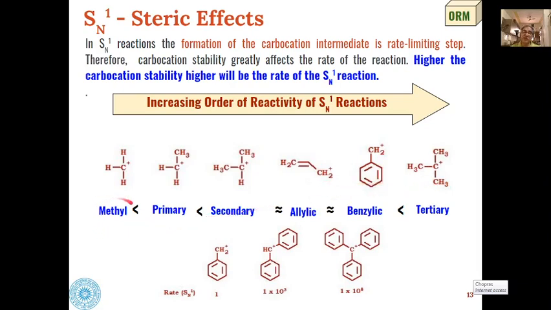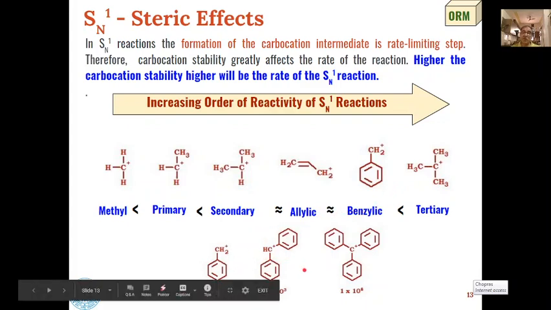So that is why methyl is less reactive than primary. Primary is less reactive than secondary carbocation. They are almost equal to allylic or benzylic, and they are either equal or less than the tertiary carbocations, depending upon the reaction conditions and the type of nucleophile chosen.